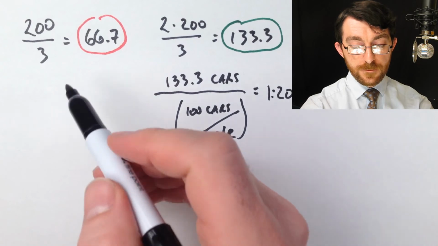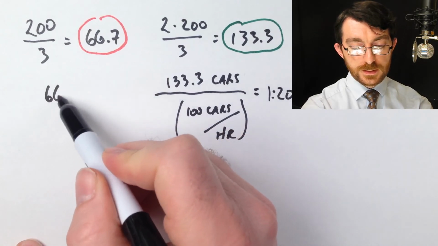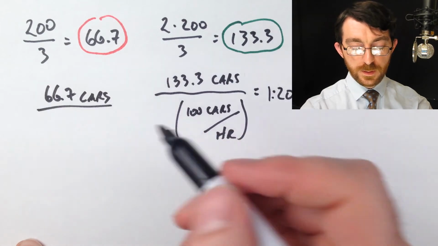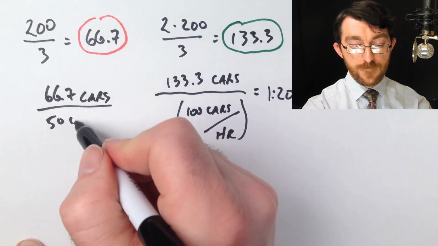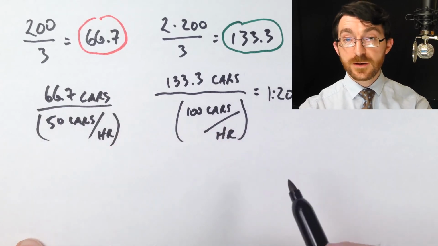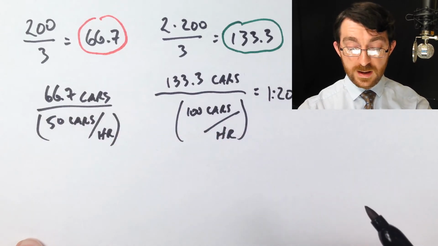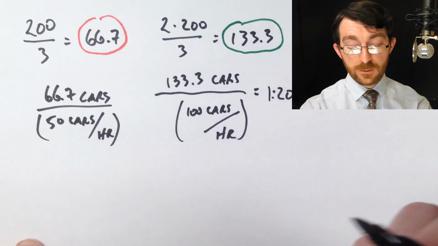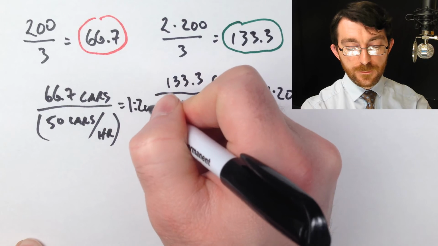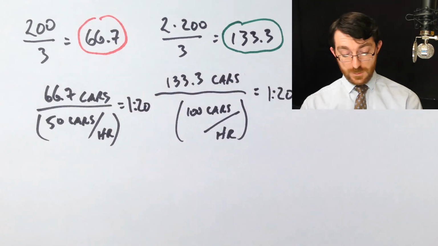Okay, what about on that red road? So we've got 66.7 cars over 50 cars per hour. Turns out it's the same fraction. It's 1 1/3, rounding and all. And that's going to be 1 hour and 20 minutes.